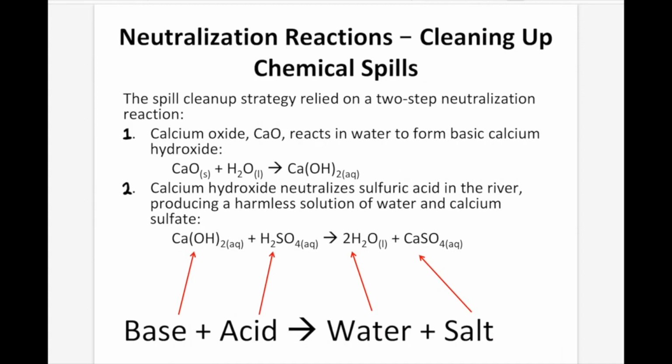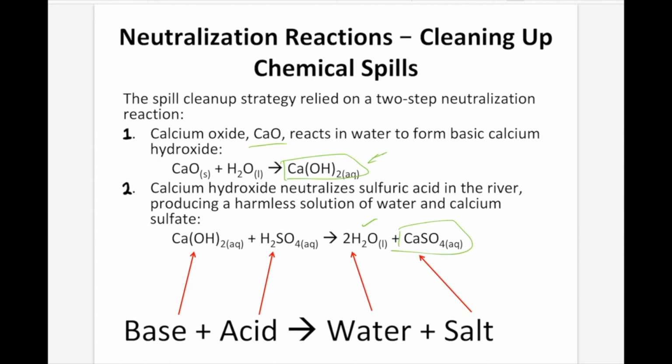So what actually happened? Well, the spill cleanup strategy relied on a two-step neutralization reaction. By adding the calcium oxide, CaO, we were able to have it react with the water that it was poured into to form our basic Ca(OH)2. That's our base. The calcium hydroxide neutralized the sulfuric acid in the river, producing a harmless solution of water and calcium sulfate. There's our water, and there's our calcium sulfate, our salt.